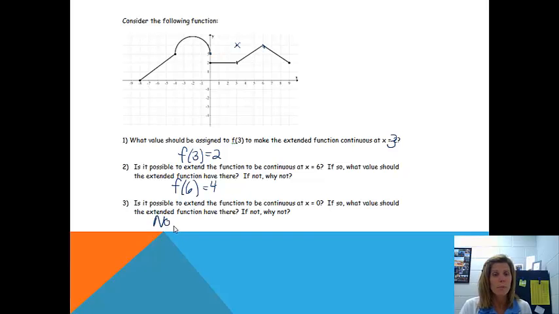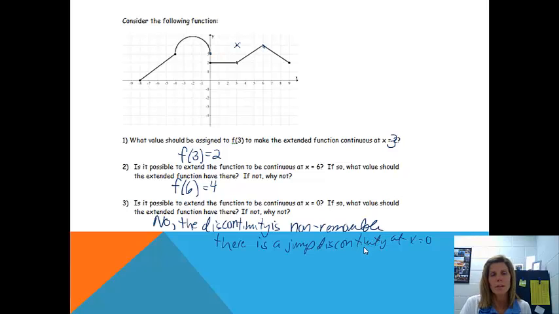So is it possible to extend the function? No, it is not. And when it said if not, why not, the discontinuity is non-removable. We can't just plug it in with a value. And I could say there is a jump discontinuity there at x equals 0 if I wanted to go a little bit farther. Right, so now hopefully you will be able to determine if you can extend a function to make it continuous at certain points.